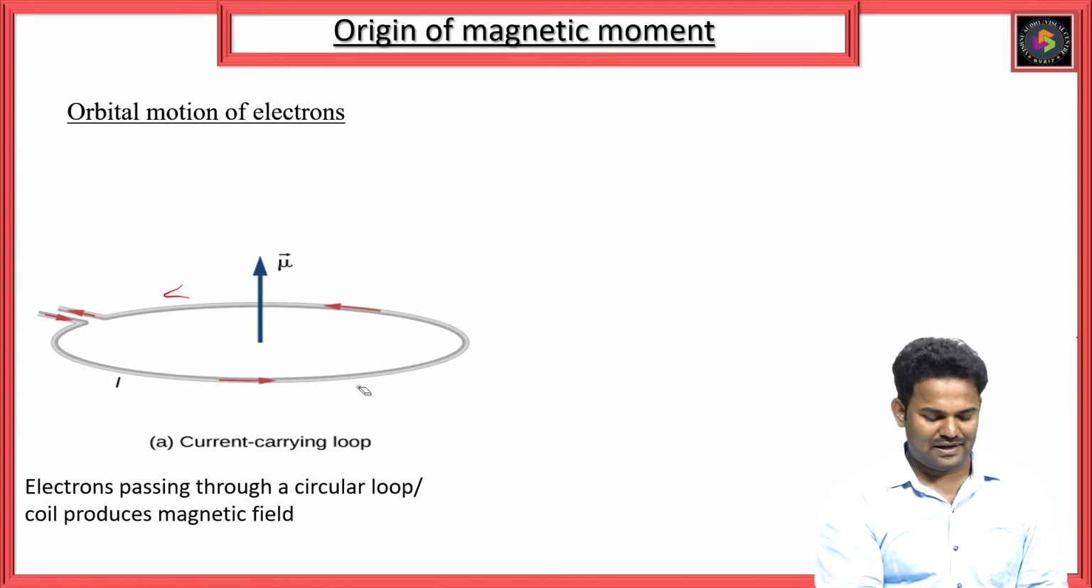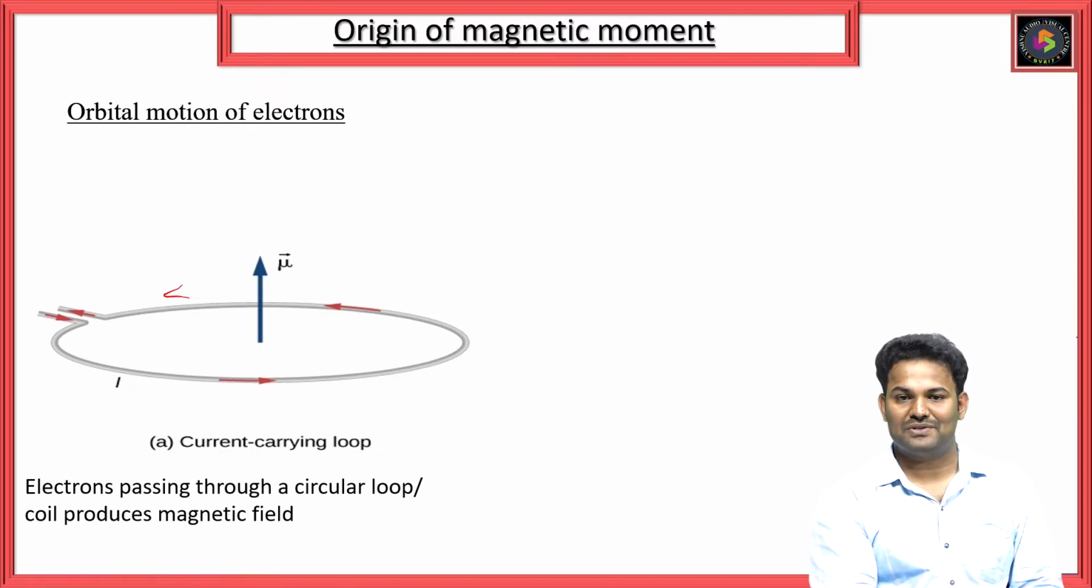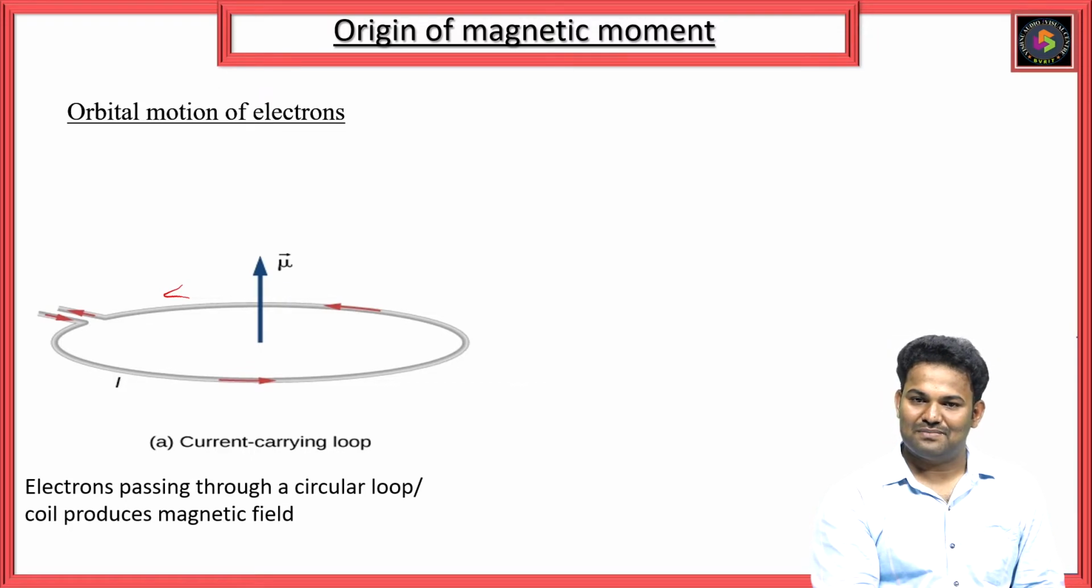As we know very well, according to electromagnetism, the fundamental definition: a changing magnetic field produces an electric field. Similarly, a changing electric field produces a magnetic field, vice versa. So electrons passing through a circular loop or coil can produce a magnetic field.